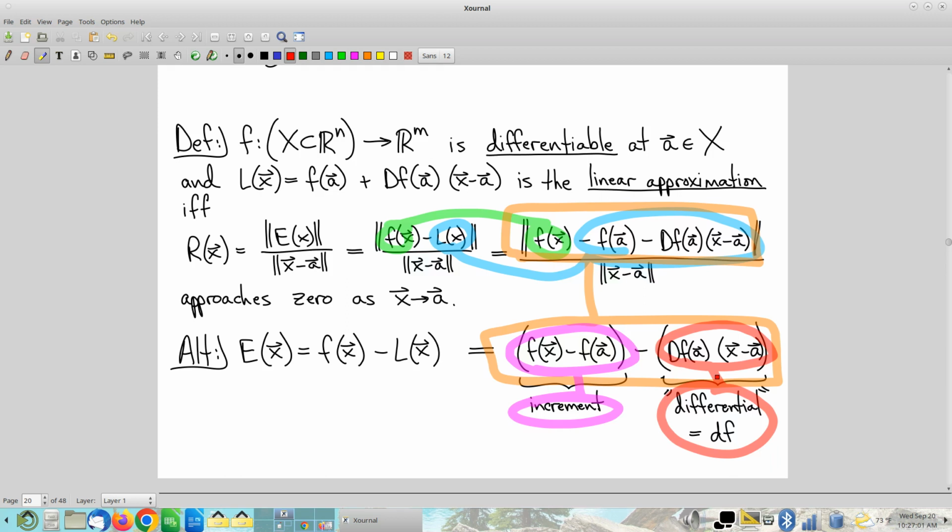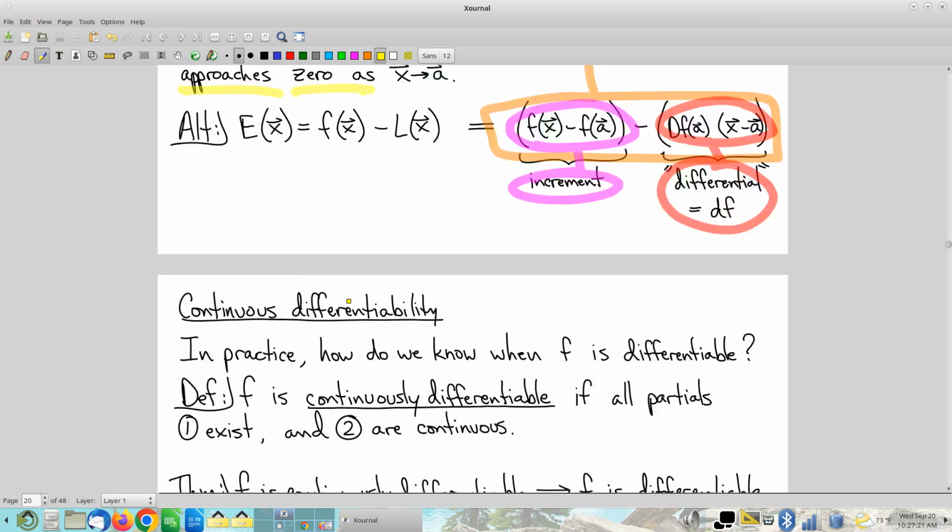Is the test also that the difference between the two approaches zero as you approach it? Yeah, exactly. So we want, let's see here, I'm going to have to use a different color. Relative error approaches zero. Yeah, absolutely. That's the requirement. Exactly. Okay, so moving along.